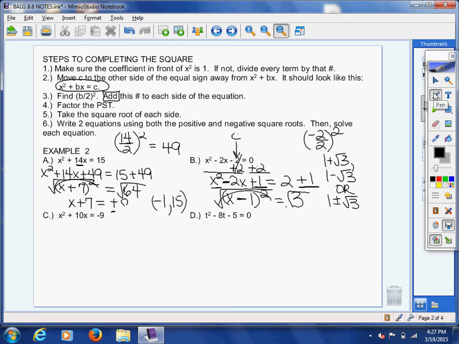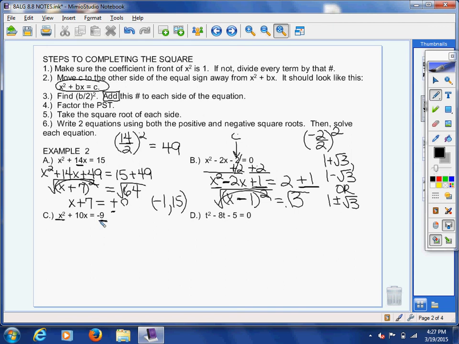Let's go over here to letter C. I'll follow the same steps. Just watch me, do it with me until you start to get the hang of it, okay? First thing, you got to make sure the coefficient in front of your x squared is 1. It is. Move to the second step. Move C to the other side. C is on the other side.